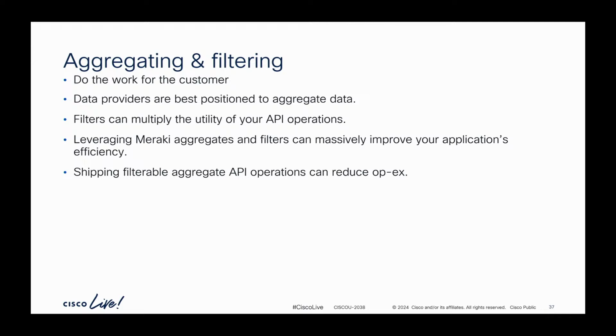So again, aggregating and filtering, do the work for the customer if you can, right? Put the information together. It doesn't mean that you're losing the level of detail. That's important, right? You want to keep that level of detail. If you're the data provider, you are best positioned to do that, right? Because otherwise they're going to use your API to pull all the data, and that's going to be less efficient. The filters really help multiply the utility of your operations, both by making them more helpful and more outcome-oriented, right?